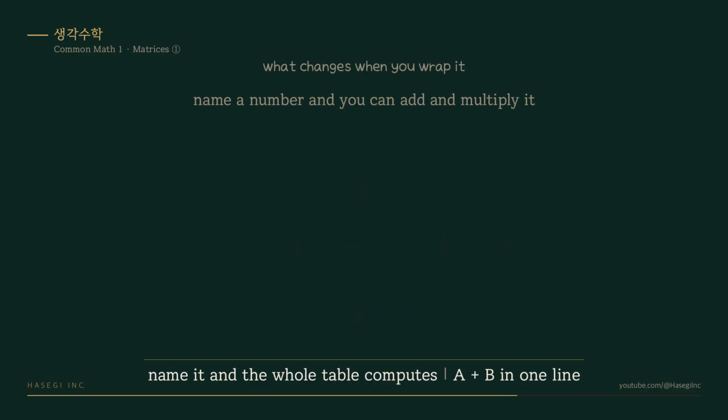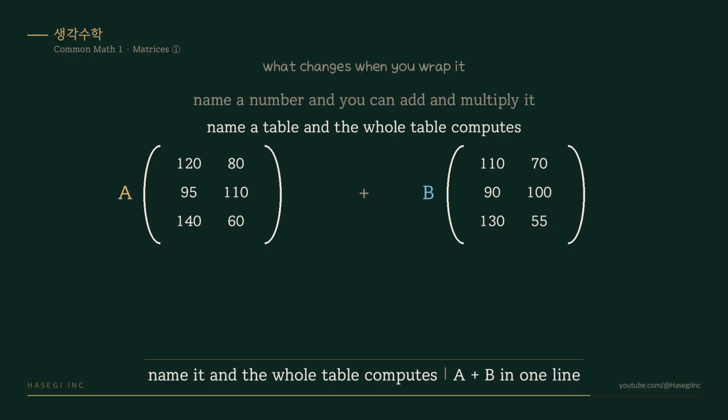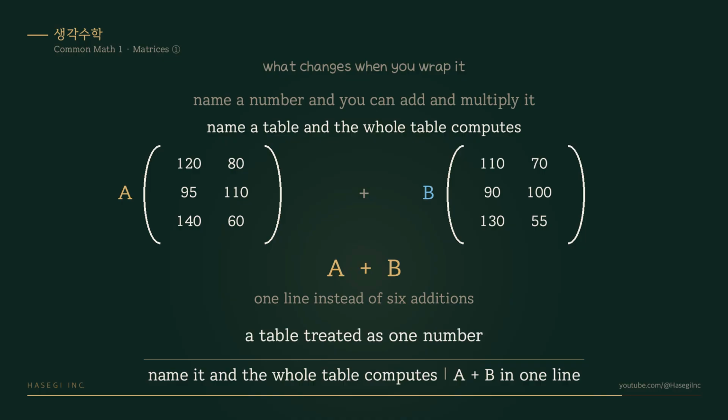Why is wrapping such a big step? Giving a number a name lets you add it and multiply it. Giving a table a name lets you add and multiply the whole table. Call this month's table A and last month's table B, and the 2-month total is just A plus B on one line. One line instead of 6 separate additions, treating a table as if it were a single number. That is the new world a matrix opens.